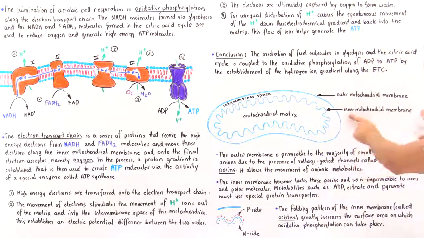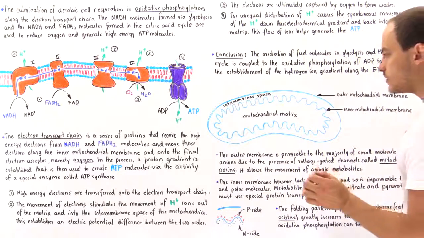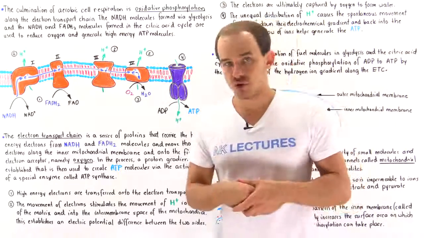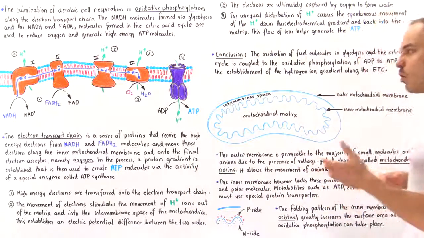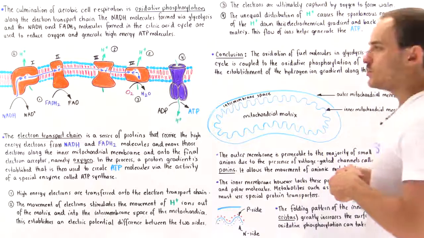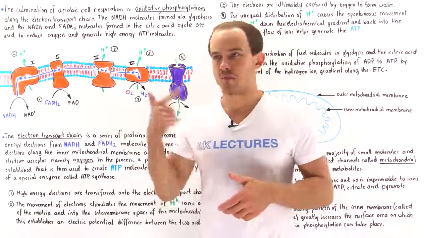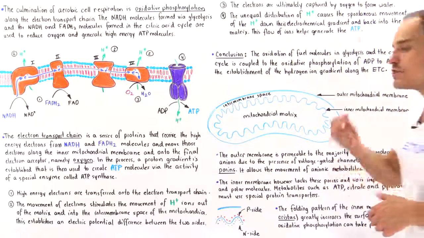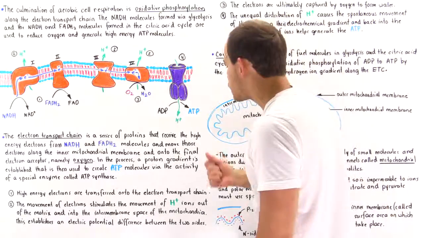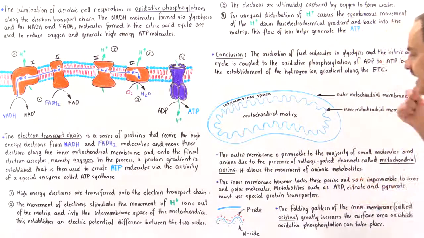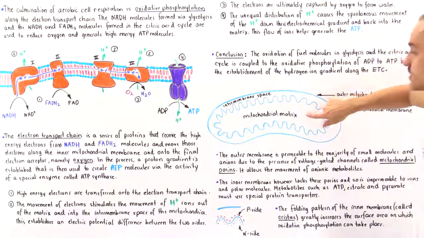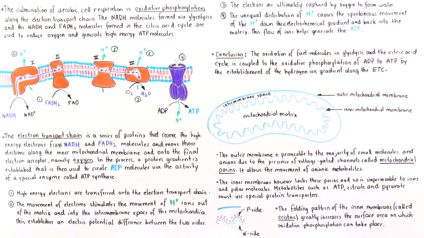But the inner membrane doesn't actually contain these mitochondrial porins. So that means it is impermeable to charged molecules, and it's impermeable to polar molecules. So molecules such as citrate molecules or pyruvate molecules or ATP molecules actually depend on special membrane proteins to actually shuttle those molecules across the matrix and into the intermembrane space.